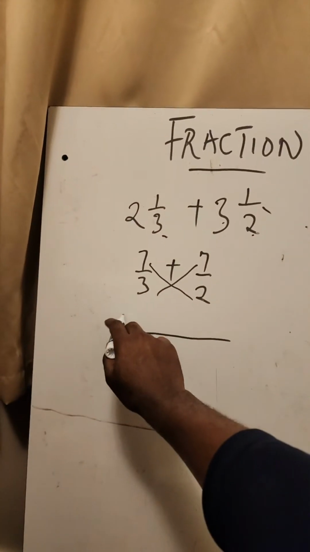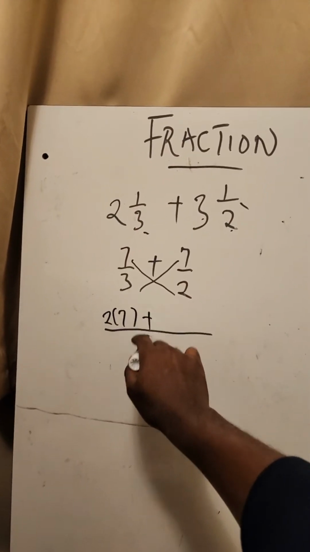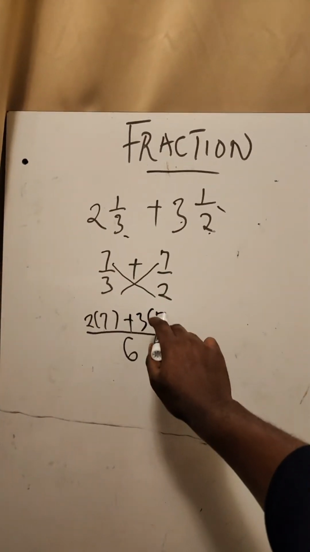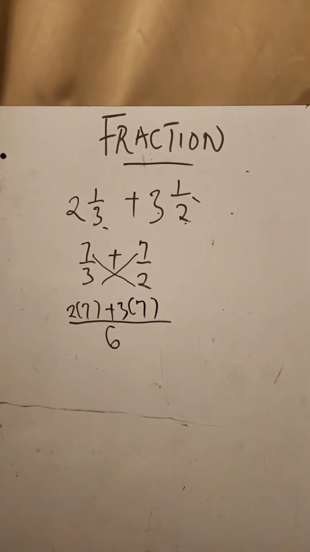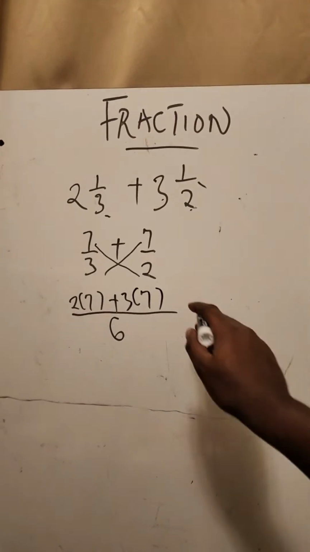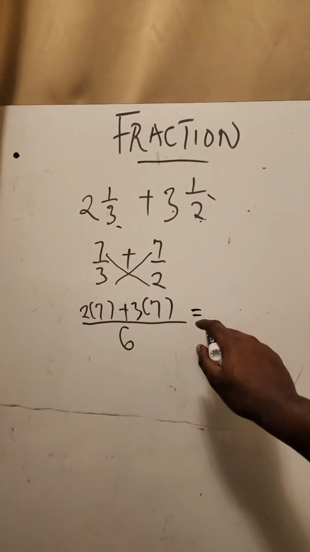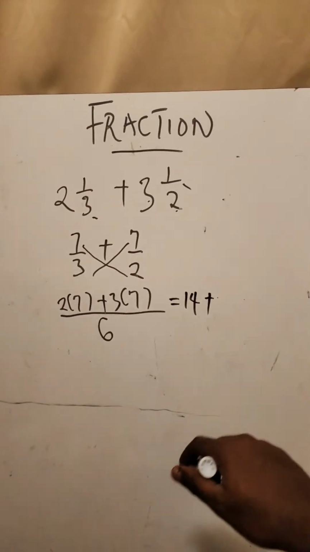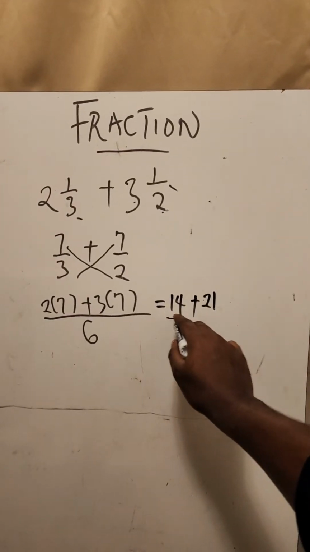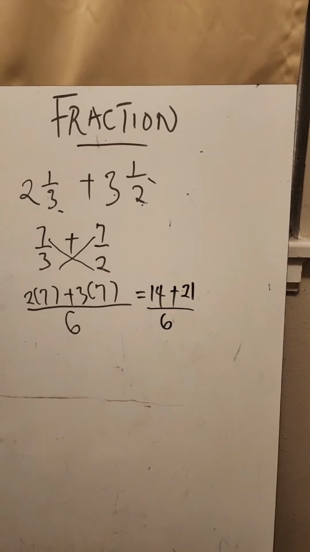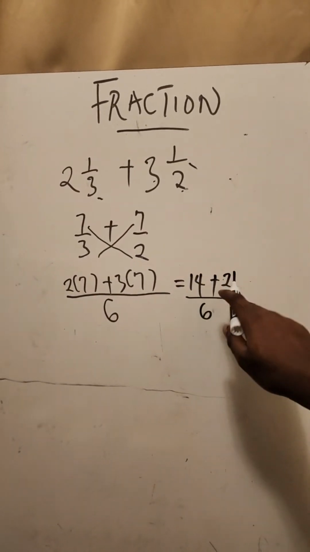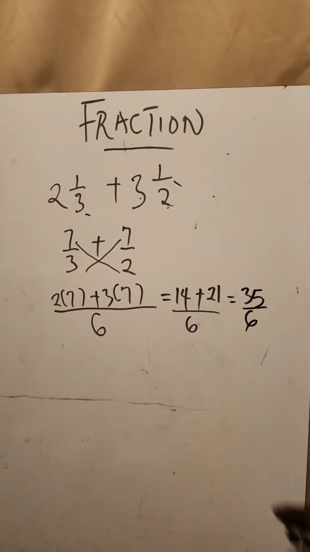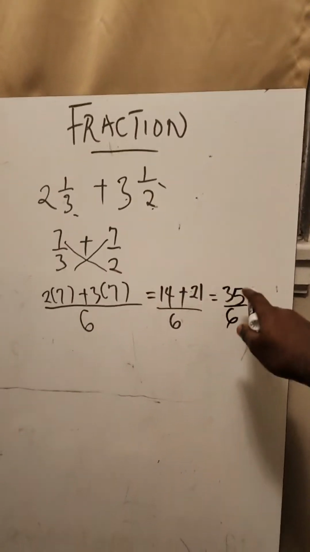So here we have 2 multiplying 7 plus 3 multiplying 7. So this is what you got. Now, this is going to be 2 times 7 gives 14 plus 3 times 7 gives 21 over 6. Now, using the same approach, 14 plus 21 gives 35 over 6.